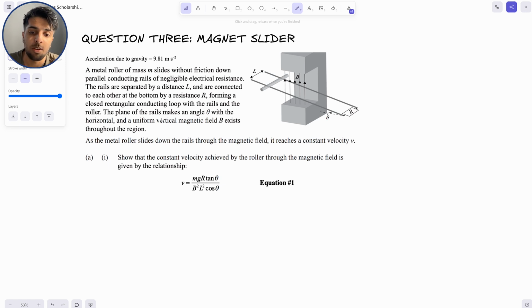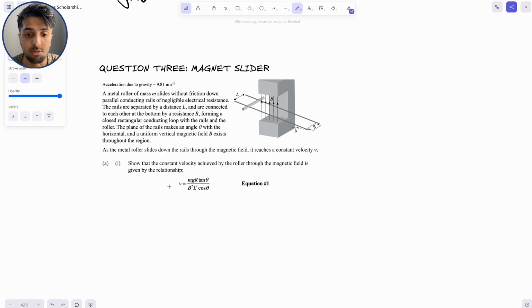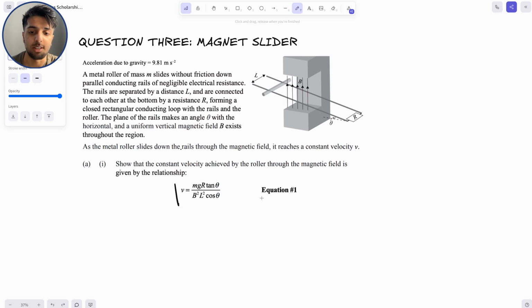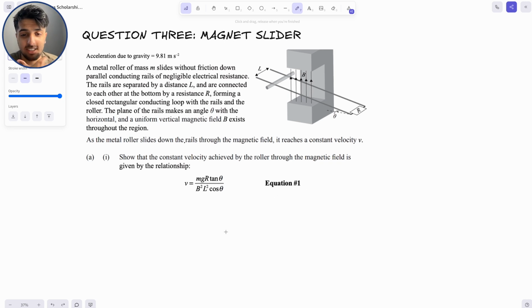Okay, so for this question, we need to show that the constant velocity reached by the roller is equal to this equation right here, which is labeled equation 1. And so, as this roller moves through the magnetic field, due to Lenz's law, there's going to be a force that's actually pushing back against the roller's motion. So as the roller rolls down, it's going to be a force that pushes it back up. And it's the balance of these two forces that actually allows the roller to reach a constant velocity.